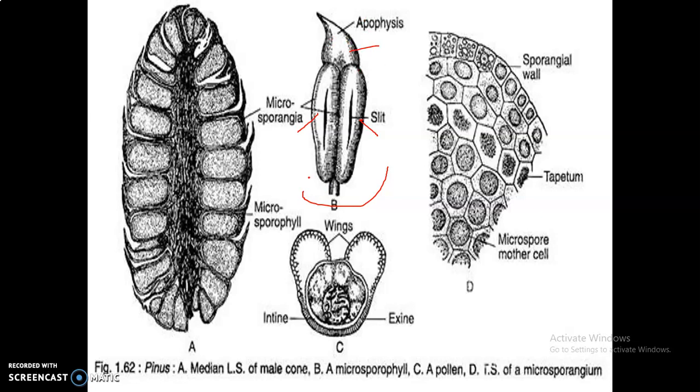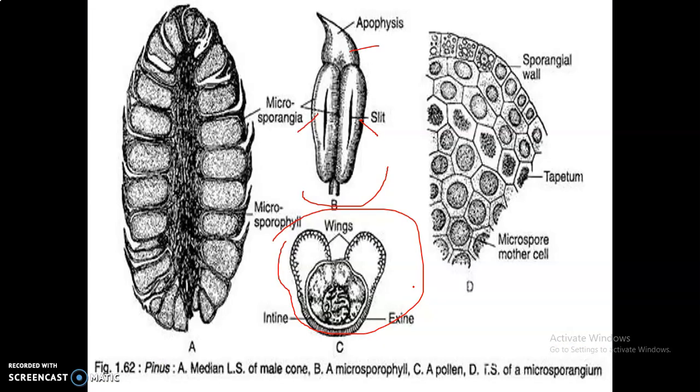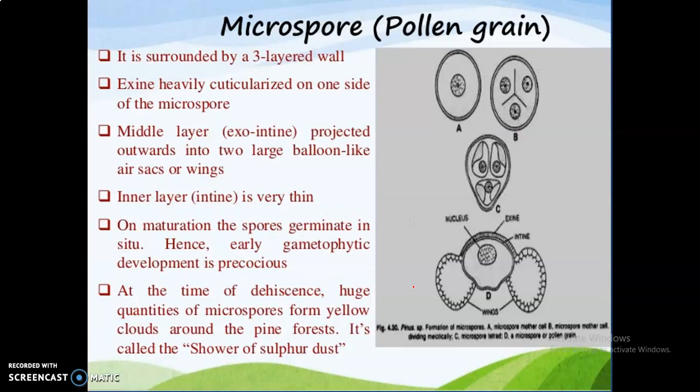In the microsporangia, the microspore mother cells divide and form the microspores, and this is the microspore of Pinus showing the 2 wings. The microspore is surrounded by a 3-layered wall: outer, middle and inner layer. The outer layer is highly cuticularized on one side of the microspore. The middle layer is very thin and projected.